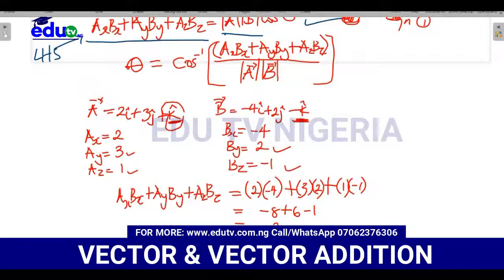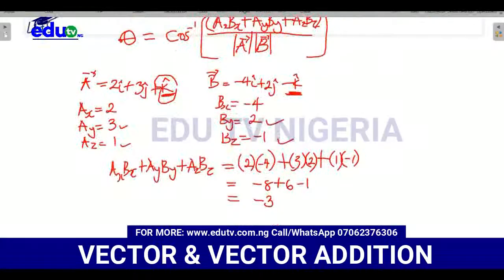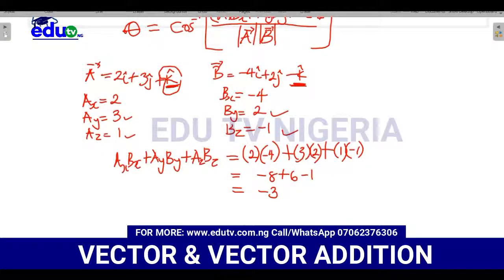So the left hand side expression AxBx plus AyBy plus AzBz is expressed with their values, and eventually we got minus 3. That's minus 8 minus 1, that will give us minus 9 plus 6, that will give us minus 3. So move to the right hand side expression of equation one. So now we have this, and that is what we have.